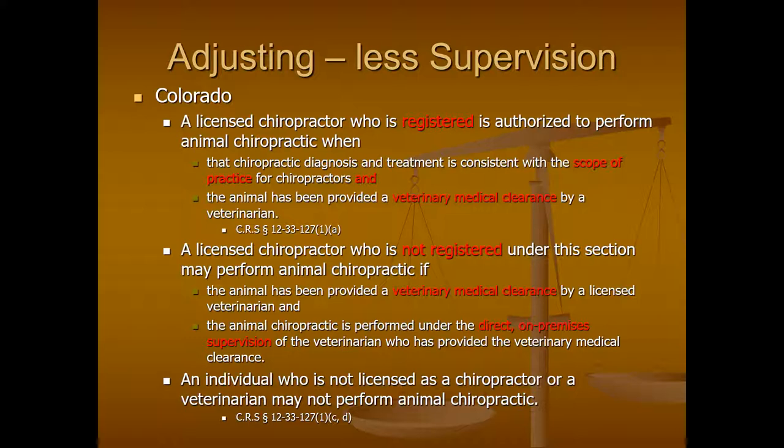Chiropractors who are not registered as animal chiropractors may still be able to provide animal chiropractic care, but the level of supervision is increased to direct on-premises supervision. So the veterinarian has to be on the same premises while the care is being provided. Someone who is not licensed as a chiropractor or a veterinarian is not allowed to perform animal chiropractic in Colorado.